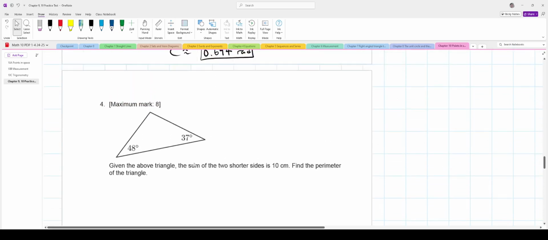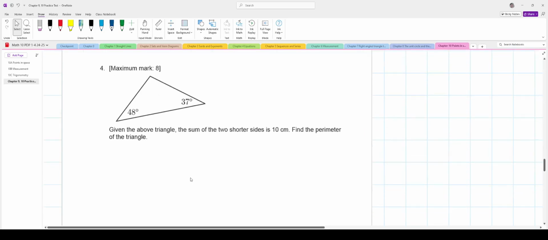Moving on, question number 4. Given the above triangles, the sum of the two shorter sides is 10 centimeters. Find the perimeter of the triangle. So the sum of the two shorter sides is 10 centimeters. That means that x plus y is going to be 10, right?